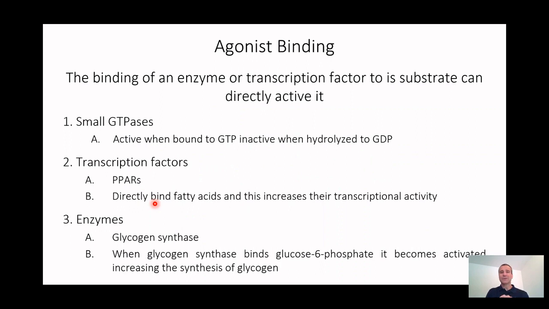Somewhat different now, we're going to talk about these things that are called agonist binders. Agonist binders are basically the binding of an enzyme or transcription factor or some other protein to its substrate. And what that can do is change the activity of that protein. Some of the best examples of this are small GTPases.